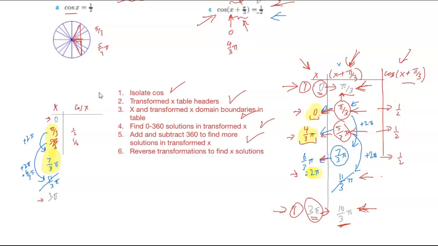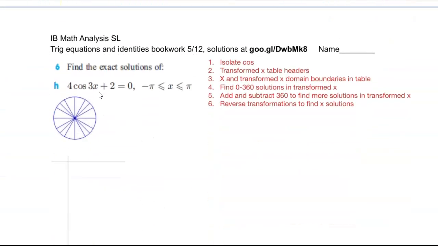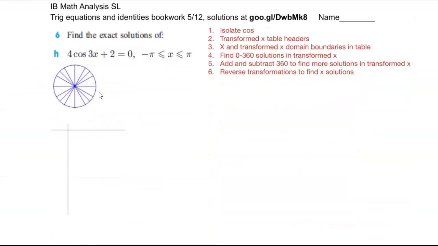Okay. Last of all, we find the original x values for all of our transformed values. So first we populate this column here. Then we go backwards and we find the x domain solution. So we subtract pi over 3. We do the opposite of this process. Okay? So that's what we're going to do. We're going to do those 6 steps for each one. Sometimes we don't need to do all the steps, but in a complete problem, we would do those 6 steps. All right? So let's do number 6 now.